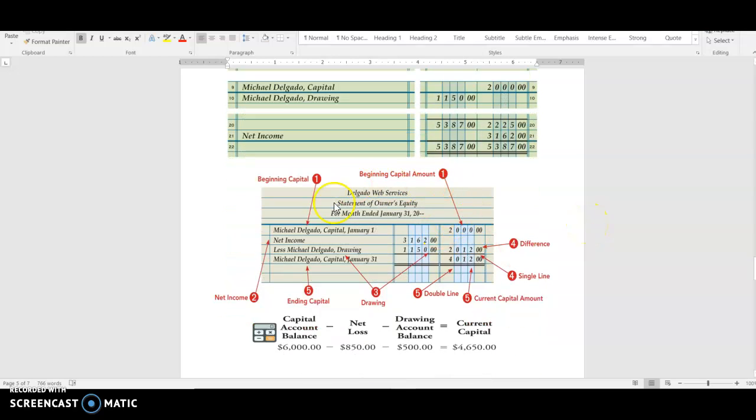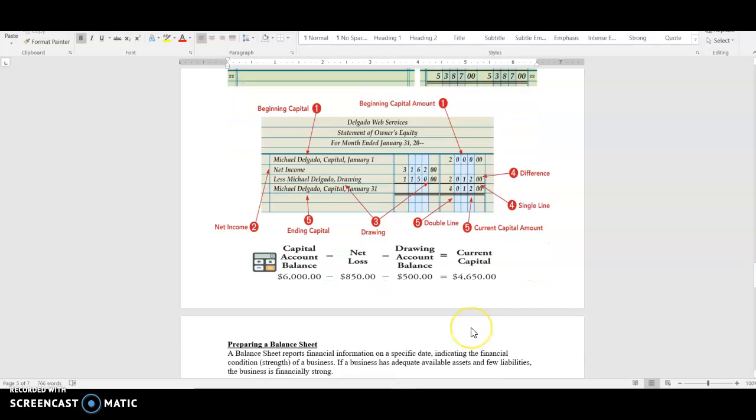We're going to be getting the information from the worksheet again, and here is a sample of a completed Statement of Owner's Equity. It shows us some of the formulas and so forth that we're going to go through and where things are going to be going within that document.